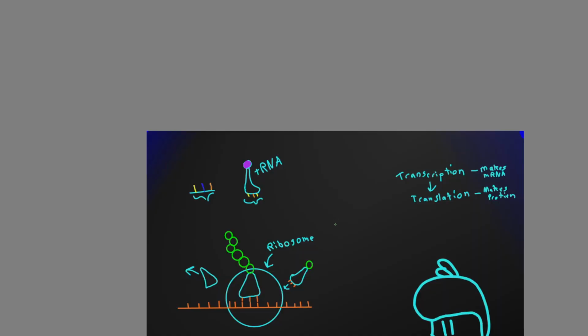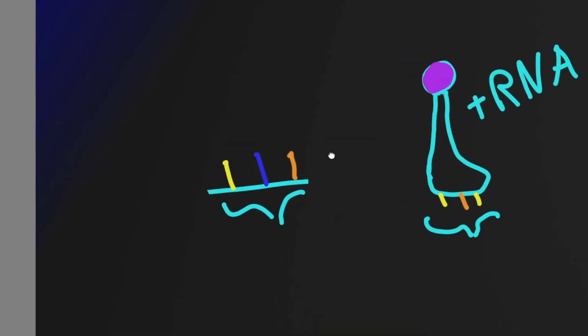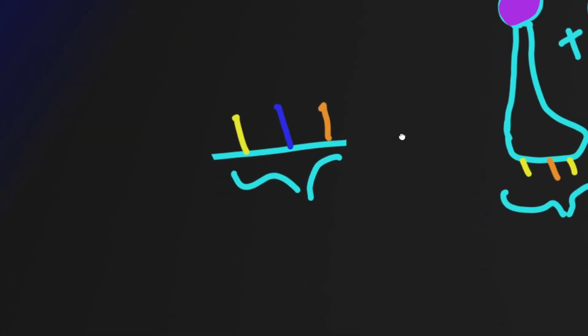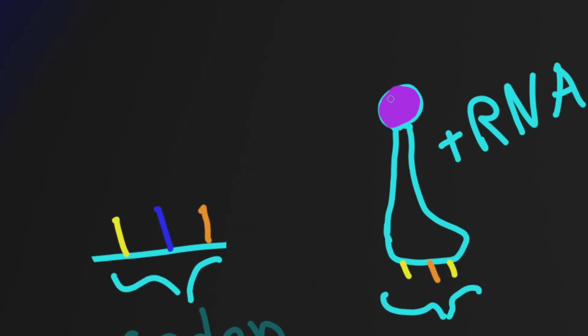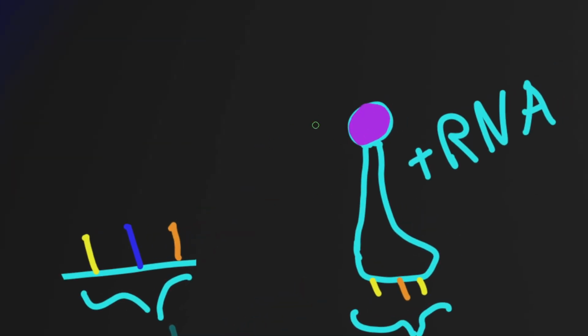Alright, so I'll get to this better view. Anyways, so to understand translation, we need to understand what a codon is. This is a codon. A codon is a set of 3 nitrogen bases that code for a certain amino acid. Amino acids are strung together, form a polypeptide chain, which then is folded to make a protein.